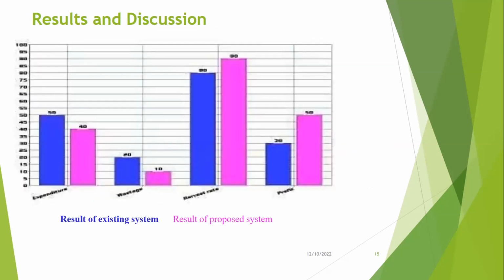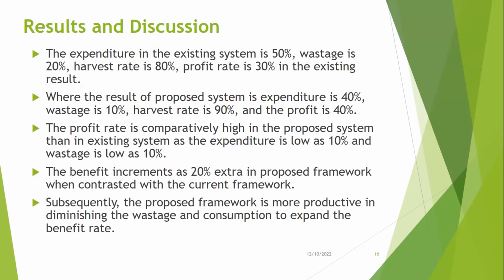From the results, we have obtained that the expenditure is going to be reduced compared to before we applied the sensors, and the wastage is also going to be reduced. The harvest rate has increased and the profit has also increased from the existing system. The expenditure of the existing system was 50% earlier, and now it is 40%. The wastage was 20%, and now the corresponding wastage is 10%. The harvest rate was 80% and the current harvest rate is 90%. And the profit has increased from 30% to 40%.